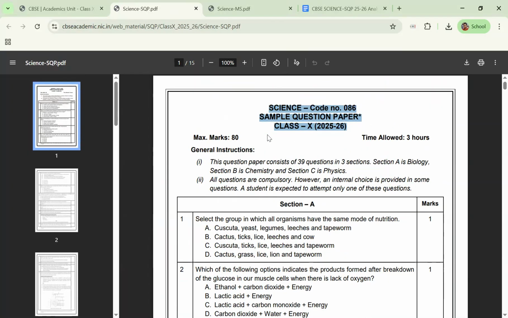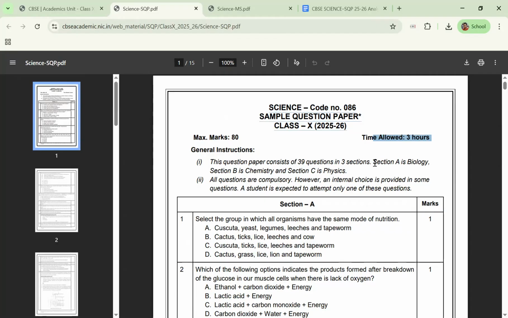Now if you see, it's an 80 mark paper, 3 hours. General instructions, there is a huge change. If you see, previously the general instructions were around 6 to 7, because the paper itself used to have 5 sections. Now the sections have been reduced to 3, but there's a change.